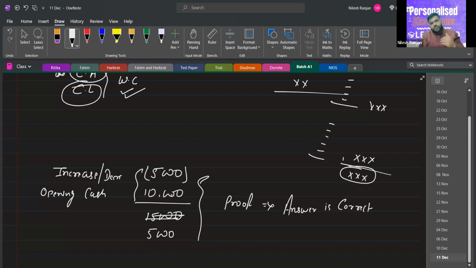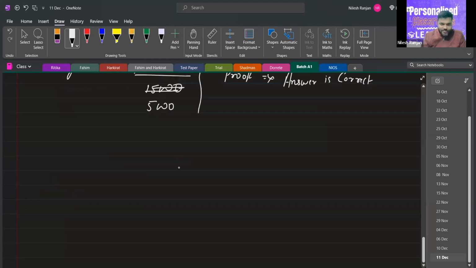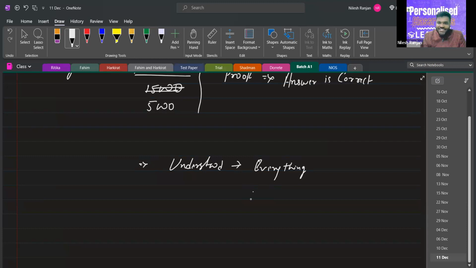Okay, so there may be different types of doubt when you have studied this chapter in your school. Sir, I didn't understand anything then. So I don't have any doubt. There is no doubt. Yes, there are only two situations where a student doesn't have any doubt: when you understood everything and when you understood nothing. Yes, that is correct.